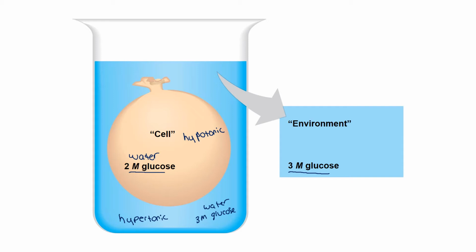So since the cell is hypotonic, that means it has more water and less solute, so the water should move out of the cell towards the higher solute concentration. Eventually, this is all going to equilibrate because you can see that glucose is a higher concentration outside of the cell than it is inside the cell. So the glucose is going to move into the cell, and these are going to reach equilibrium.